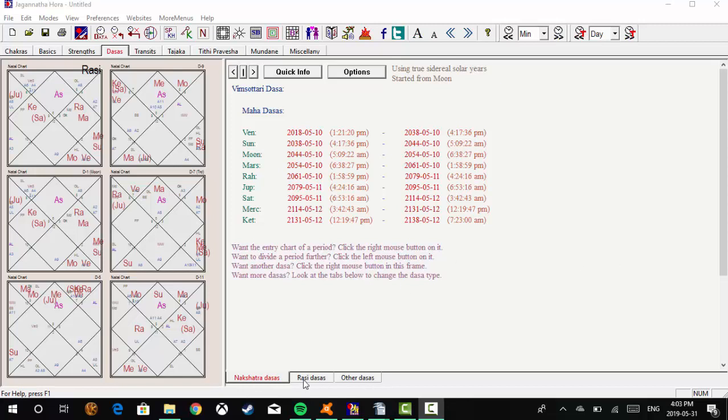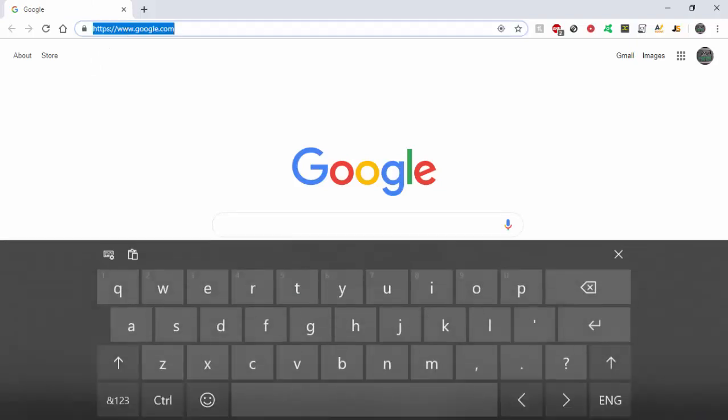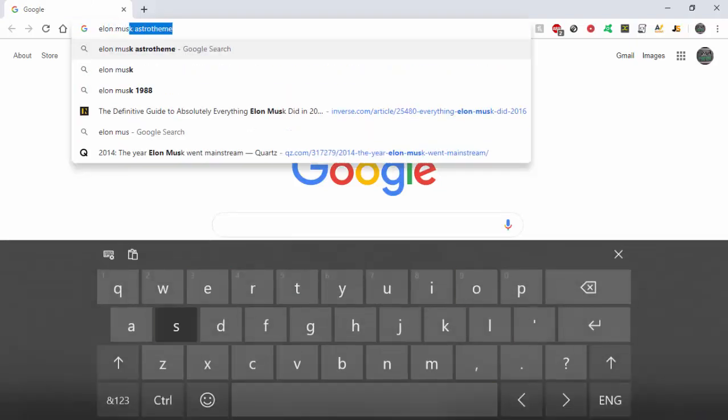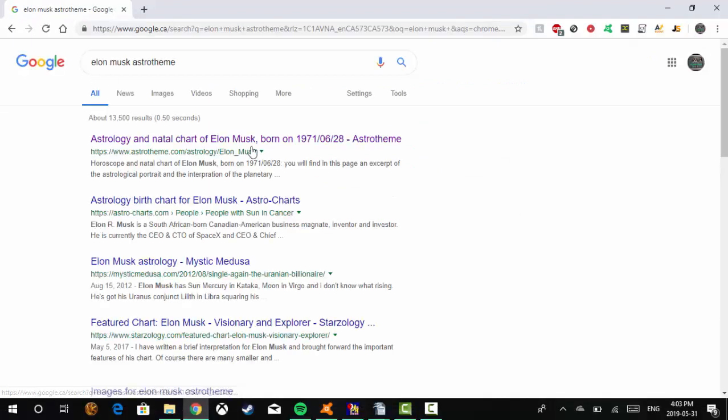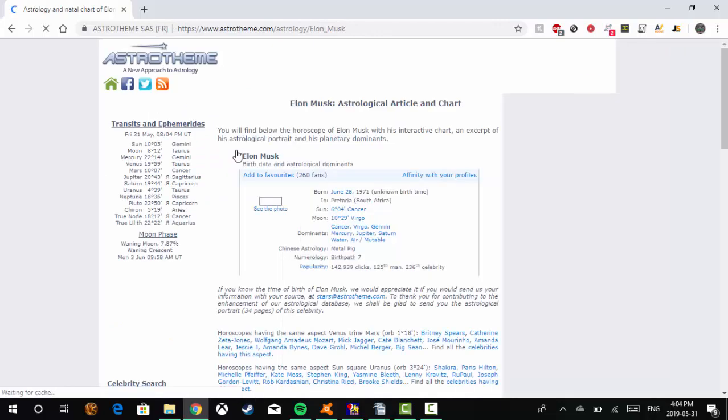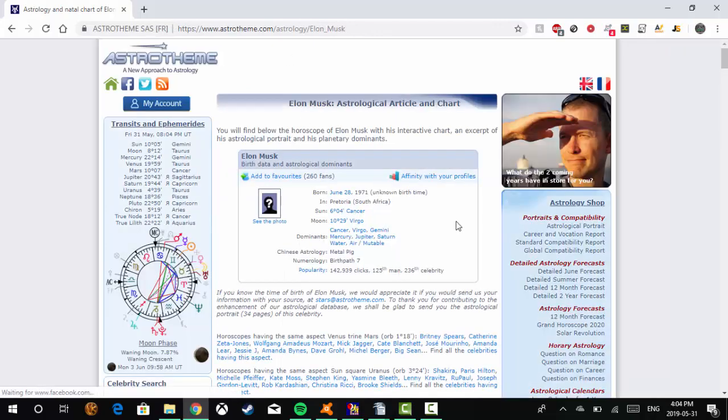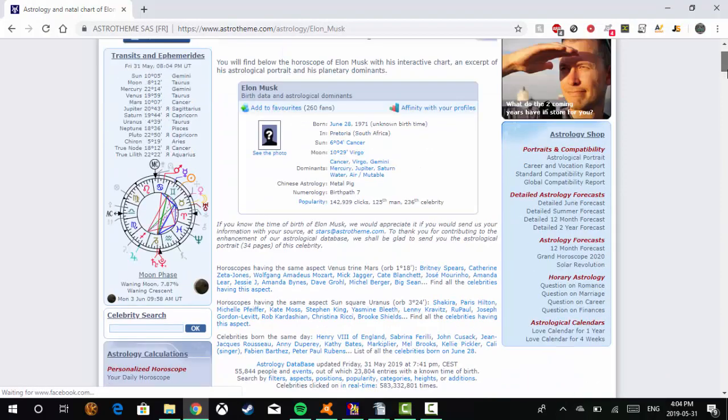So real quick, I want to show you Elon Musk's birth chart. And to find this, if you're in the West, you can search Elon Musk astro theme. Astro theme is just the most common astrology site here in the West. But I use Vedic astrology. I don't really believe in Western astrology. I found from my studies it's not working.